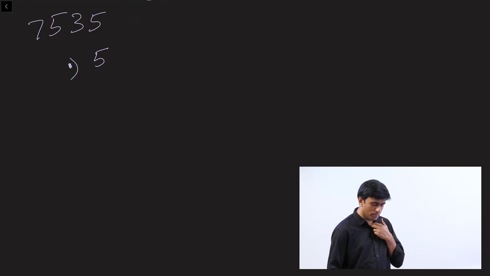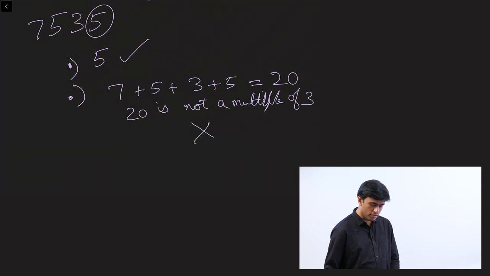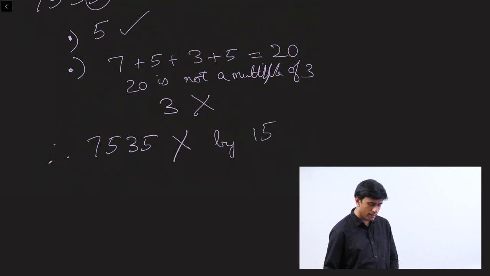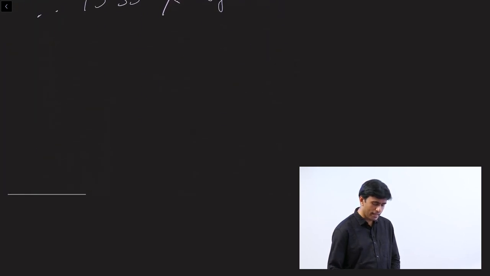So is this number divisible by 5? Since the last digit is 5, it is divisible by 5. How about 3? Is this number divisible by 3? Let's check. 7 plus 5 plus 3 plus 5 will add up to 20. 20 is not a multiple of 3. So it is not divisible by 3. Therefore, 7535 is not divisible by 15. Remember, it needs to be divisible by 5 and 3.